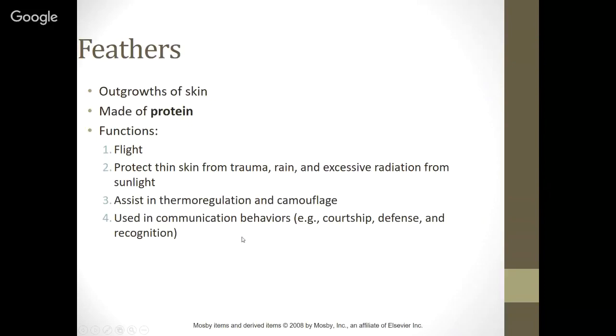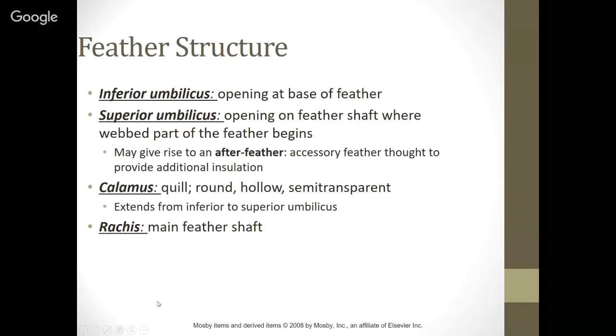Feathers are outgrowths of skin. They are made of protein and their functions are flight. They are to protect the thin skin from trauma, rain, and excessive radiation from sunlight. They assist in thermoregulation and camouflage, and in some birds, they're used in communication behaviors, for example, courtship, defense, and recognition. The feather structure, it's important to understand the feather structure.